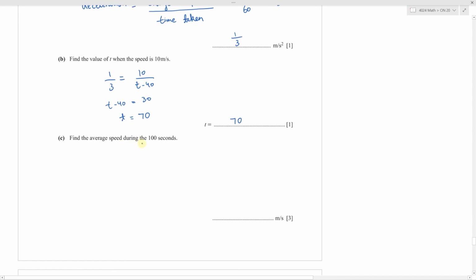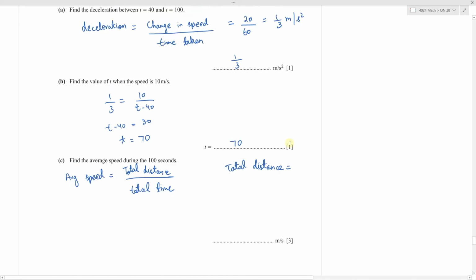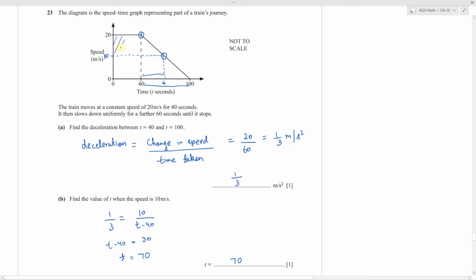Part C is find the average speed during the 100 seconds. So average speed will equal total distance divided by total time. This is your average speed. So what is the total distance? Let's first calculate that. If I look at the speed time graph, I know that the area under the graph is my distance. This shape is a trapezium, and the area of a trapezium is given by 1 by 2 into height into sum of parallel sides. Let's call them S1 and S2.